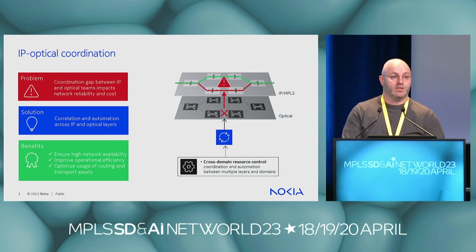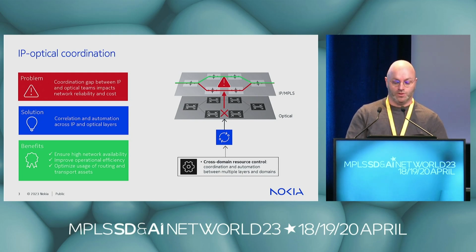So that's the aspiration of IP optical coordination. So if you look at what IP optical coordination will bring, it aspires to bring a full visualization of the IP and the optical layer, as well as a better information sharing from the optical layer to the IP layer to troubleshoot your network or to optimize your network.